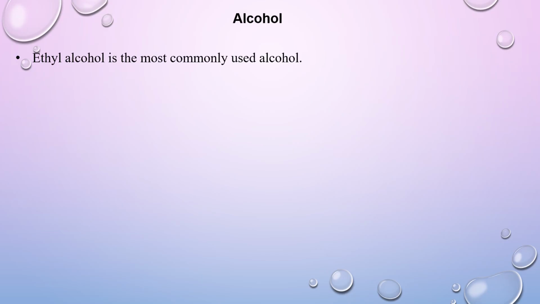Methyl alcohol is less effective as compared to ethanol. Furthermore, it is poisonous and hence not used as a disinfectant. The higher alcohols like propyl, butyl and amyl are also more germicidal than ethyl alcohol.